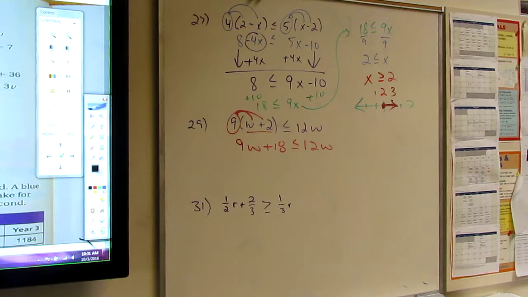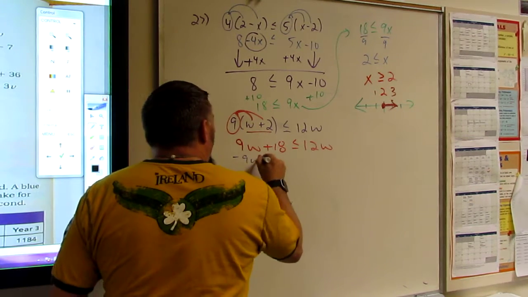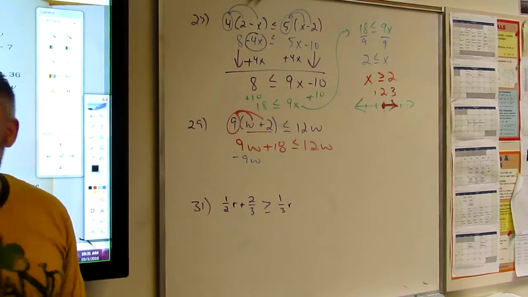All right. Now what? Subtract 9W, because that's the lowest. Good. You both are on it. Right? Move the lowest variable.